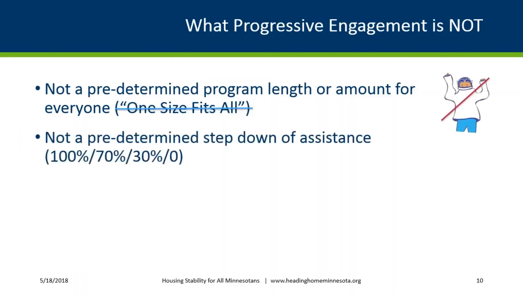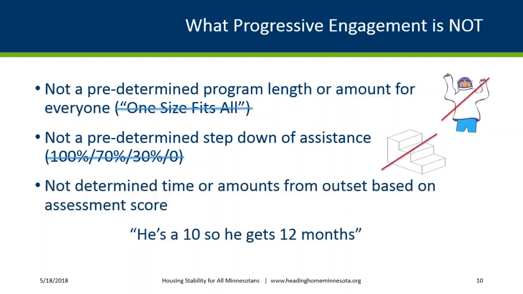But it's also not a predetermined step down of assistance. So we don't design our program to say, we're going to pay 100% of your rent for the first 3 months, and then after that, we're going to pay 70%, and then 3 months later, we're going to pay 30%, and then when we get to months 9 through 12, you're going to be paying the full rent, and we're going to be paying 0. And I'll talk a little bit about why it isn't that in a minute.